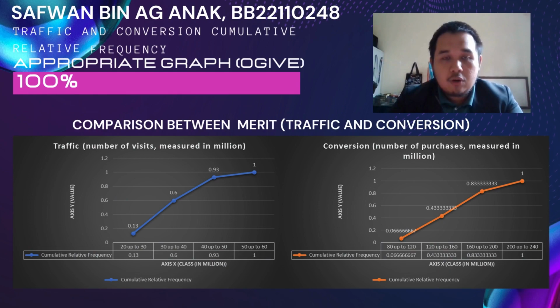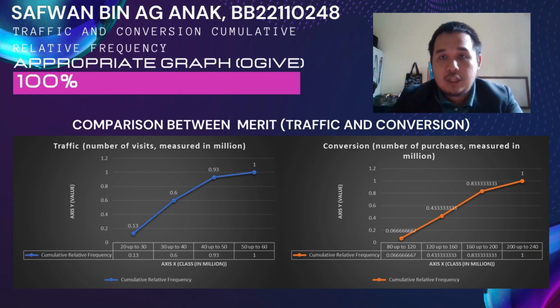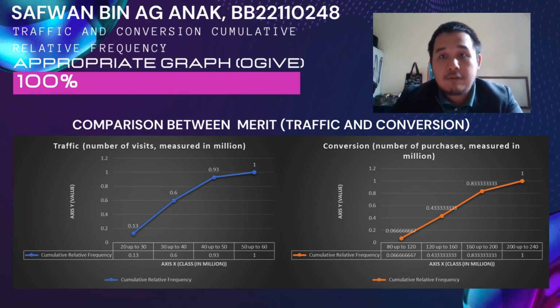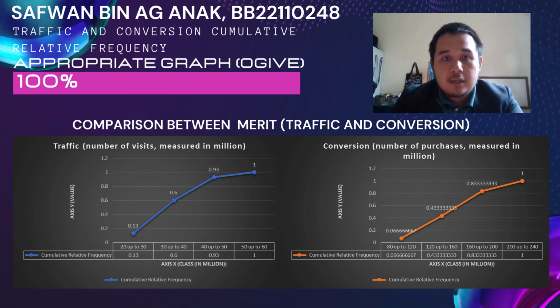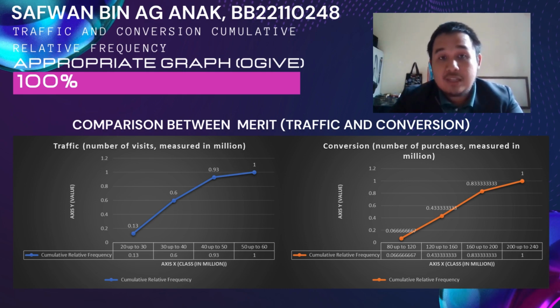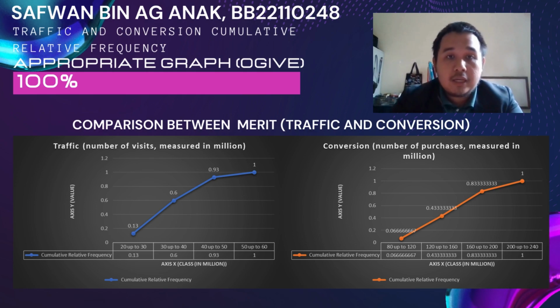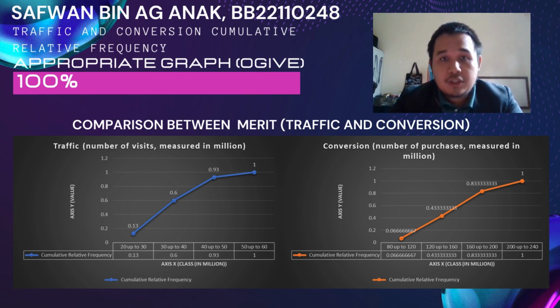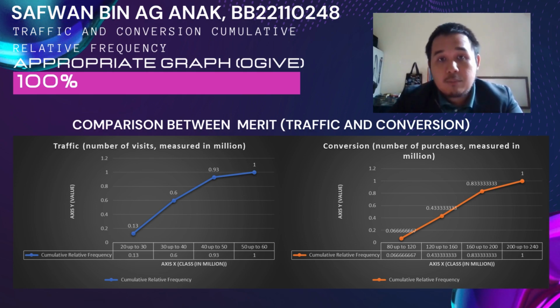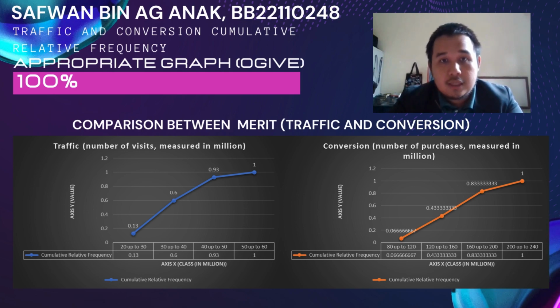Lastly, for cumulative relative frequency, we use the ogive to present the data, and here we can see the traffic value is more than conversion, which at the third point we can see is almost near 0.1.